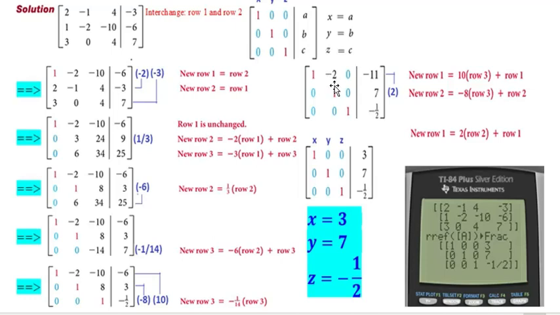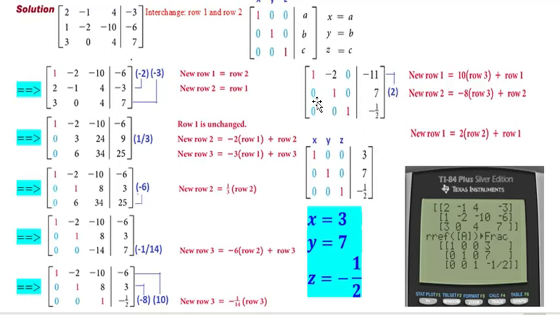So now we have 1 in the diagonal, 0 below the diagonal, then you need to turn this to 0. To turn this to 0, simply multiply row number 2 by 2 and add it to row number 1. So keep row number 3 as it is, 0, 0, 1, half. Keep row number 2 as it is, 0, 1, 0, 7. Then multiply row number 2 by 2.